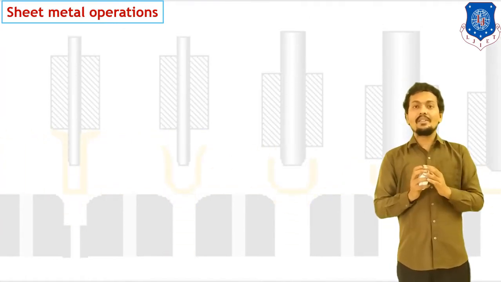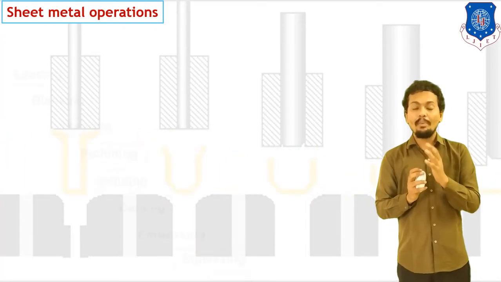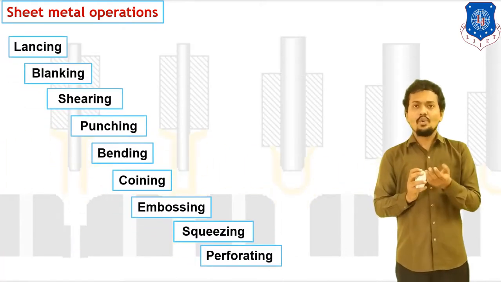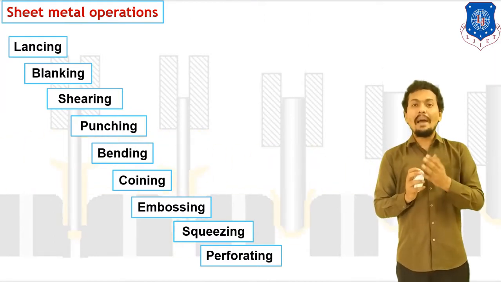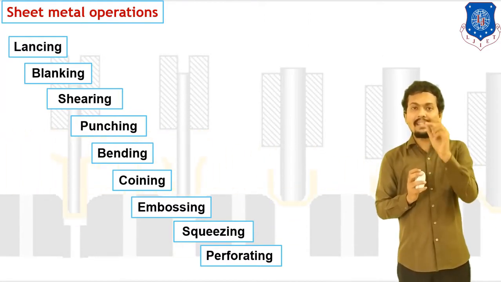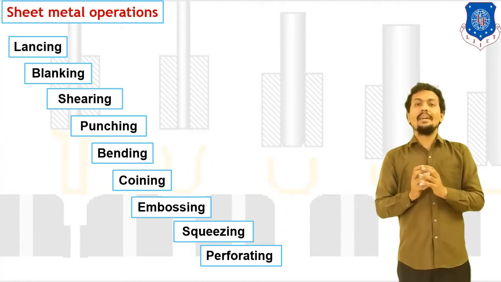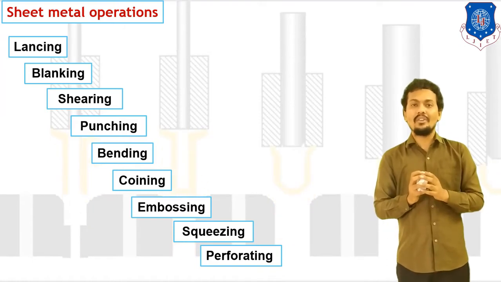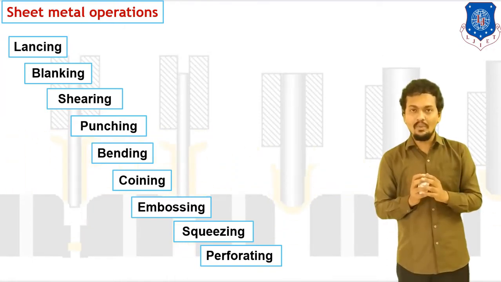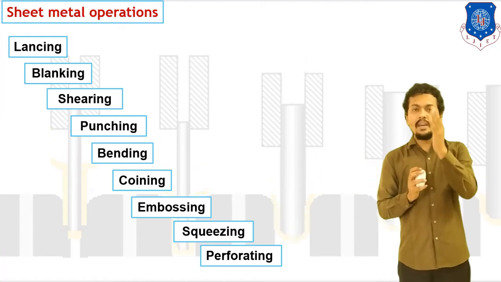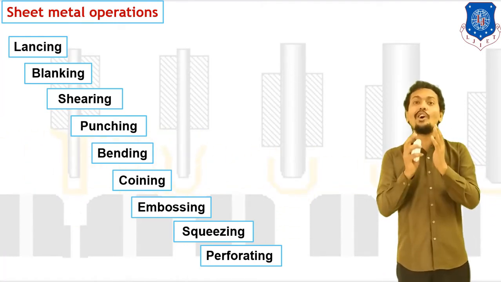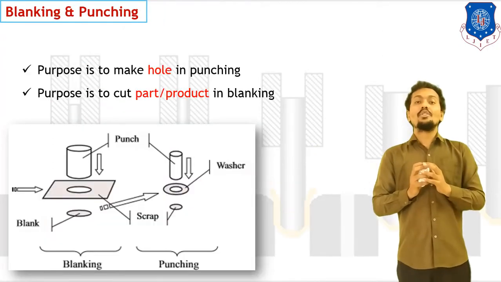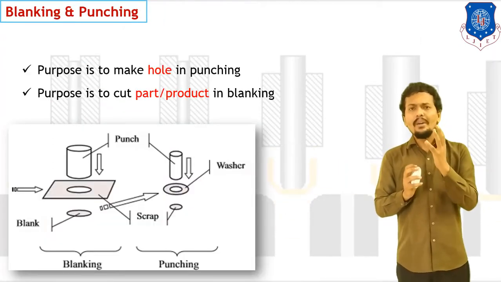Let us start our discussion on different sheet metal operations, or different processes based on sheet metal. What do you mean by sheet metal? Sheet metal has a very small thickness, in general 3, 5 or 7 mm. So it is known as sheet metal. Here I have listed the operations or processes that we can perform on sheet metal. Let us start our discussion on the different processes.